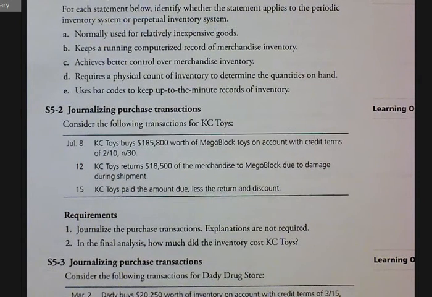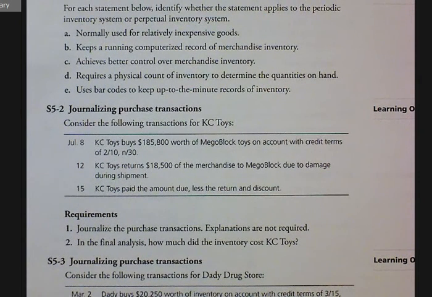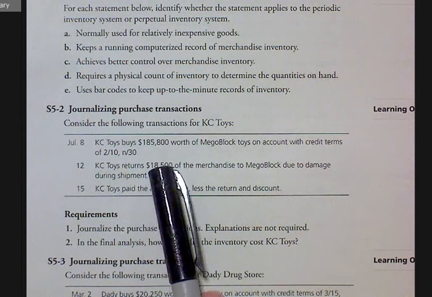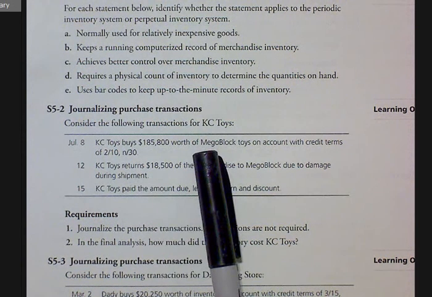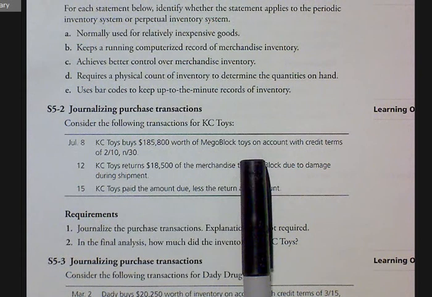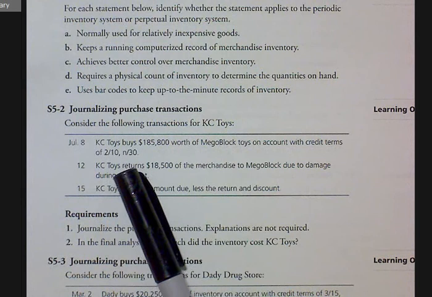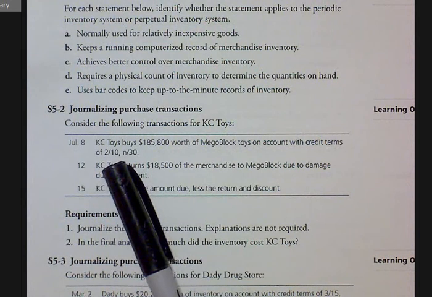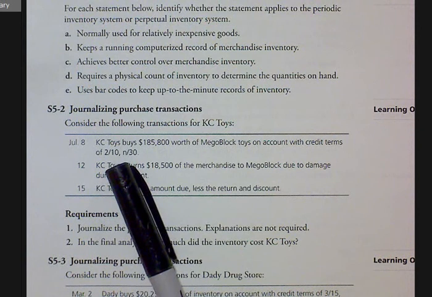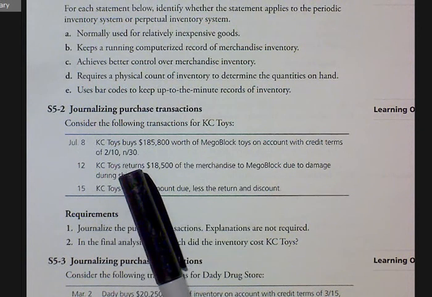I'm just going to read it to you. It says we're going to journalize purchase transactions. Consider the following transactions for KC Toys. On July 8th, KC Toys buys $185,800 worth of Mega Block toys on account with credit terms 2/10, net 30. The way you read these terms is a 2% discount in 10 days, or they have the option of paying the net in 30.